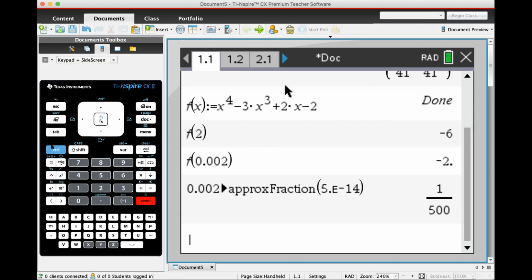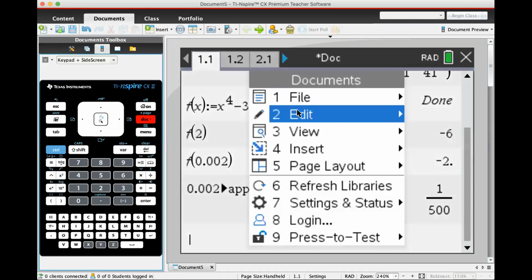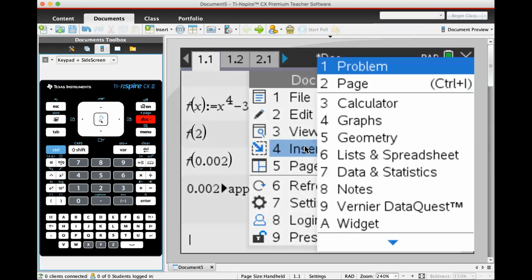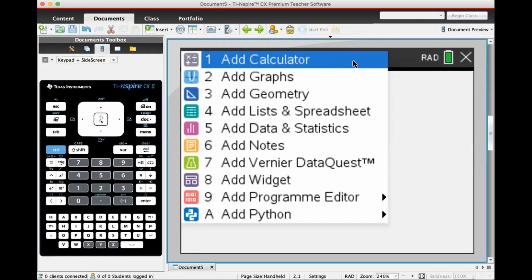How do you create a new problem? Control I, or you can go to the dock. Even on this page, you can go to the dock and say insert. Can you see that insert? Insert means number one is insert a new problem. Then you can insert a new problem and whatever page you want to insert there.